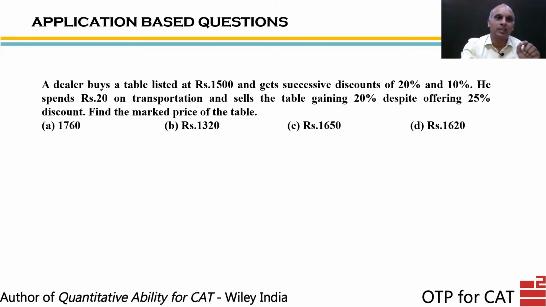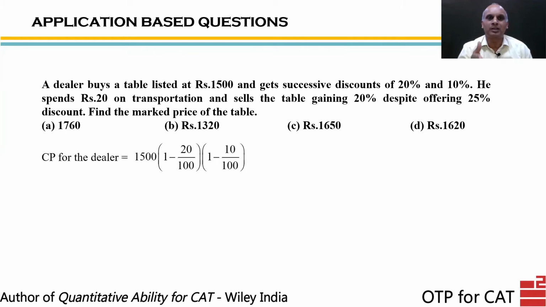So the marked price of the table which the dealer sees in the market is 1500, and he gets successive discounts of 20% and 10%. So that means CP for the dealer will be how much? 1500 into 1 minus 20% into 1 minus 10%. It's a case of successive discounts. So that turns out to be rupees 1080. Now this is the cost price for the dealer, and he also spends rupees 20 on transportation. So his total cost price will be 1080 plus 20, that is 1100 rupees.